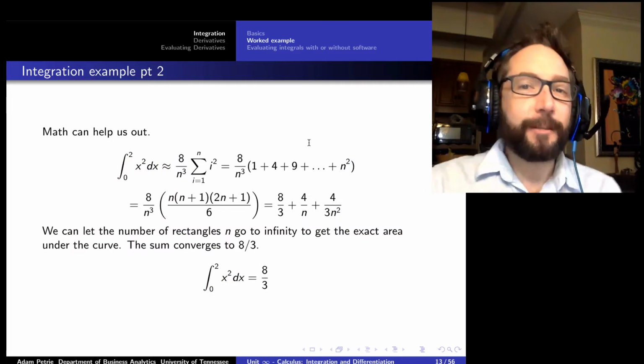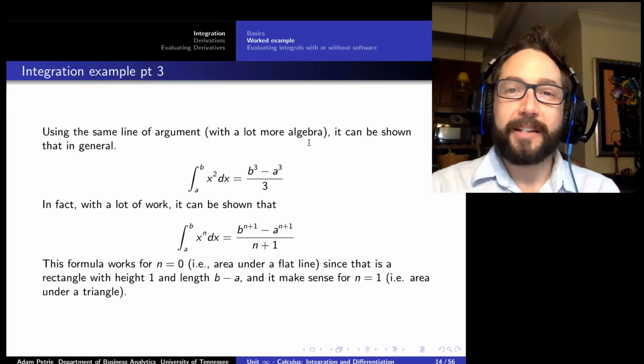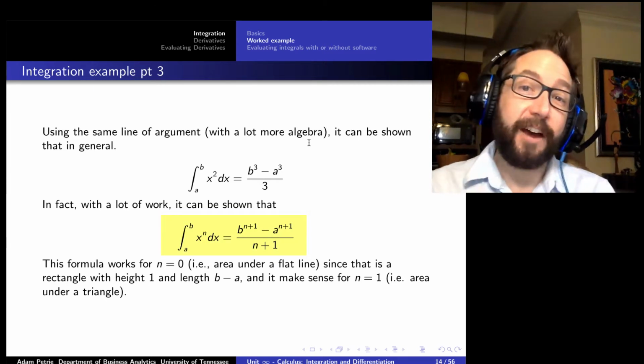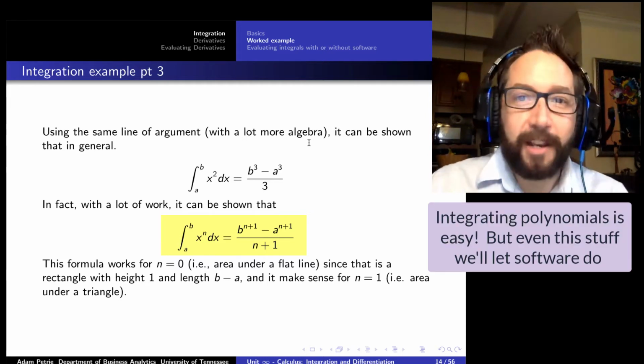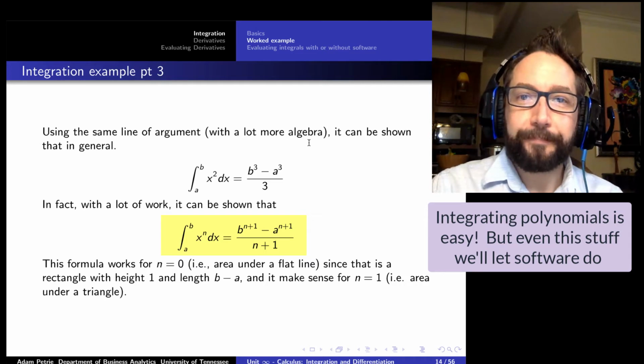And if you repeat this process with different polynomial functions like x cubed or x to the n, you find a fairly similar pattern that actually allows you to evaluate what the exact areas are by looking these things up on a table or maybe referring to some sort of software.